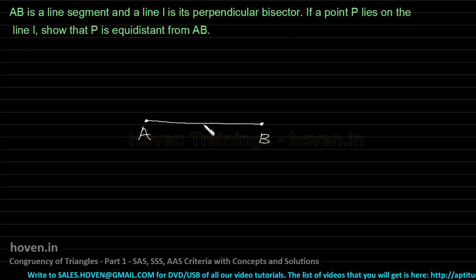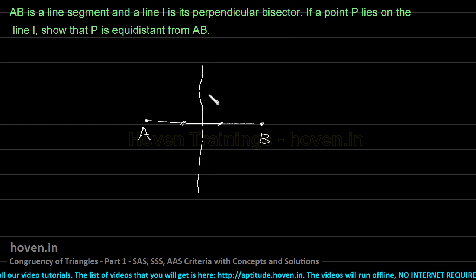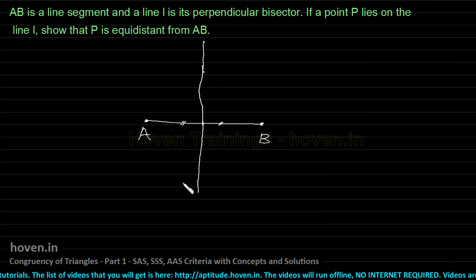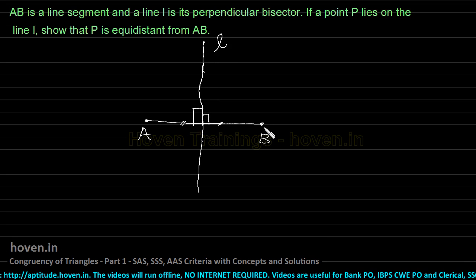Perpendicular bisector means that we take a point on it which divides this line into two equal parts, and then draw a line perpendicular to AB. This line L will be called the perpendicular bisector. This is 90 degrees and it is bisecting the line into two equal parts. We can say two roads are crossing each other, or two sticks have been placed perpendicular to each other.